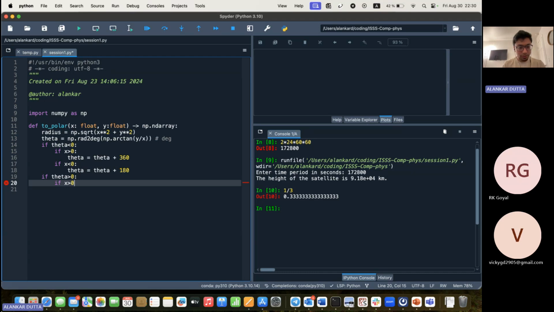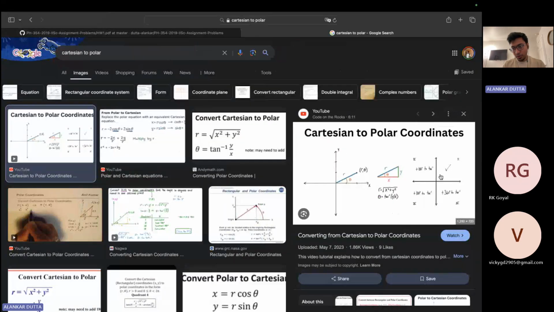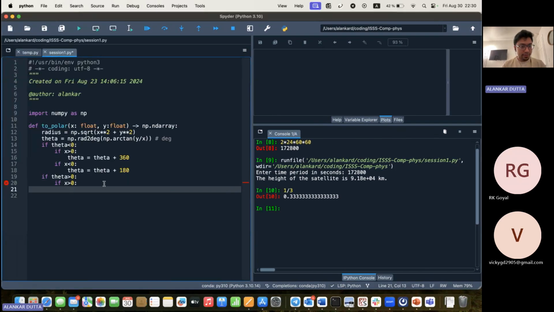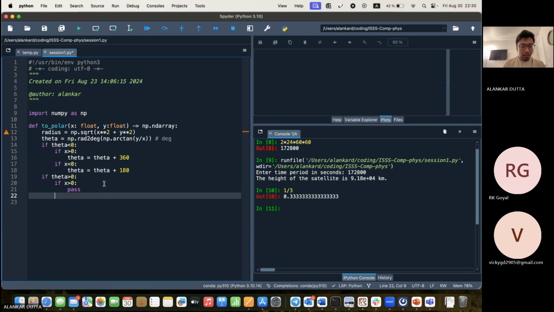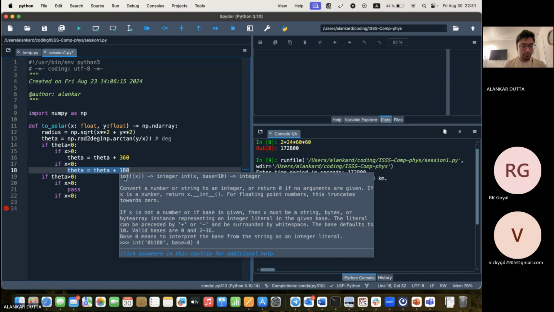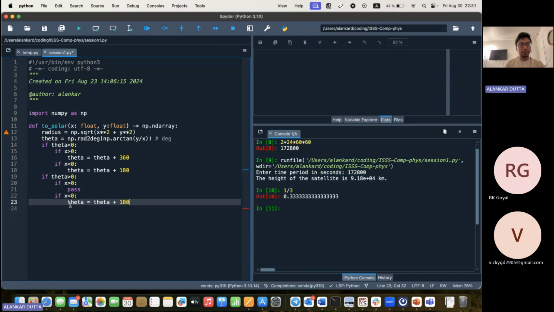So if x is greater than 0, then it is in the first quadrant, and if x is less than 0, then this is in the third quadrant, right? So if x is greater than 0, actually you do not need to do anything. So we will just do a pass. Pass means doing nothing, because whatever result we have got is the same, since it's in the first quadrant. Now, if x is less than 0, so I go to the third quadrant. So again, I do the same thing, that I add 180 degrees to it. I'll copy this and paste it in here, right?